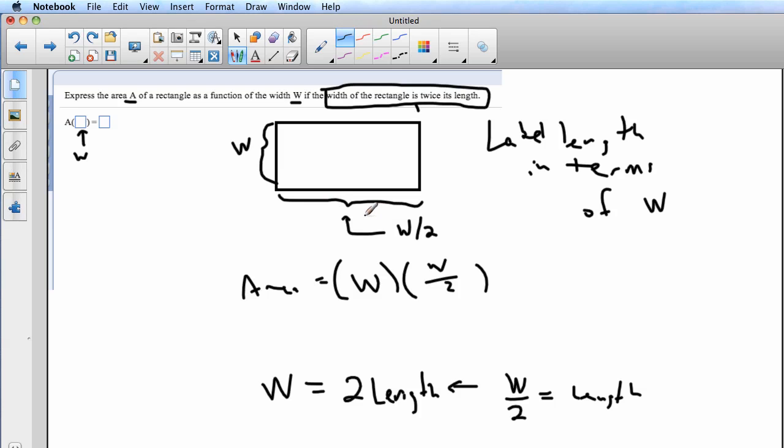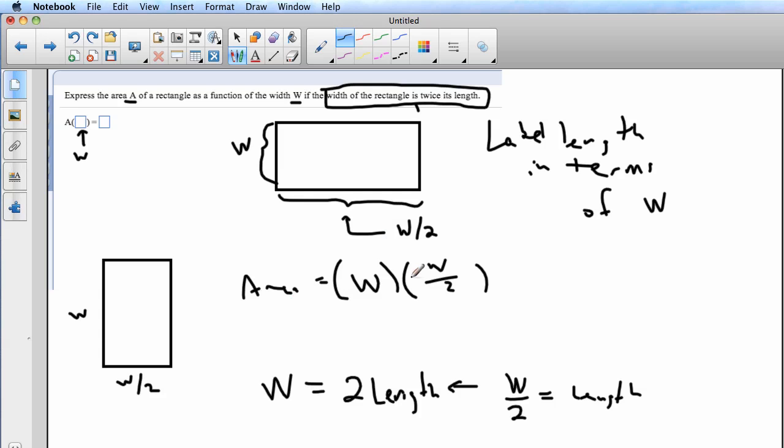Now my picture is fairly terrible because the length is half the width, and it doesn't look anything like that. So if I were doing this problem for real, I would probably go back and try to draw something that looks about right. So if I were drawing this more carefully, this would be width, and this should be half of that. So my rectangle has a width here of W and a length here of W over 2.